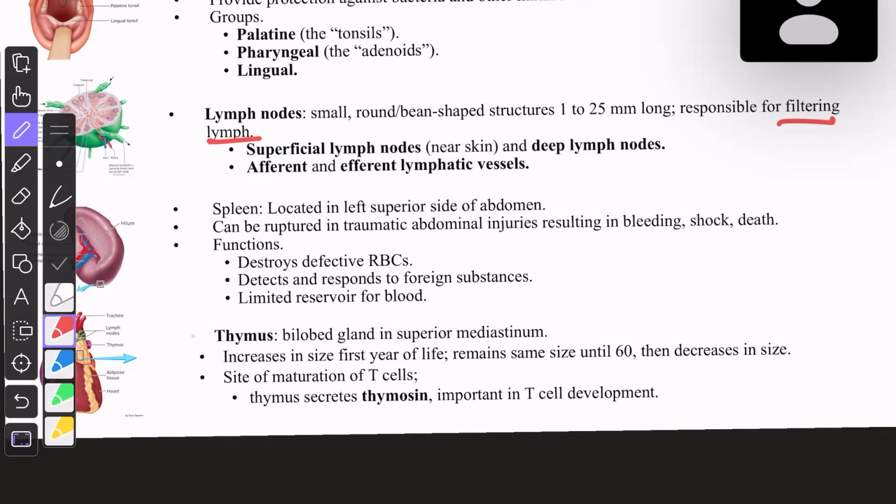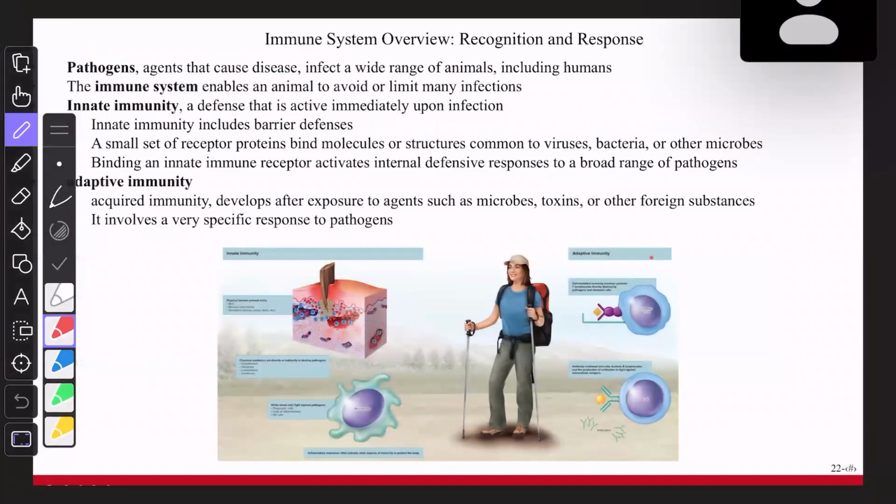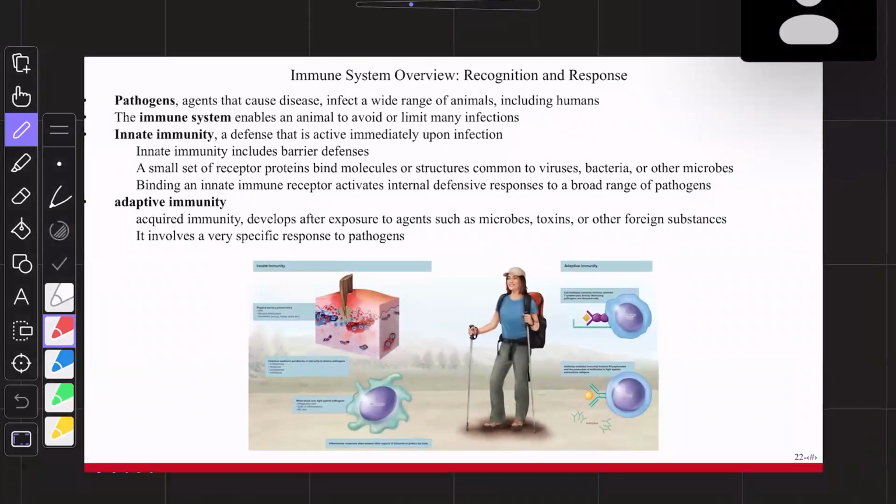This is the place where your T cells grow up. Okay. Anybody want to make that connection? Why do we call them T cells? Because they come from the thymus, right? Okay. The thymus secretes a hormone called thymosin. Thymosin is important in T cell development. Okay. We're going to talk a lot about T cells. Lots and lots. Okay. Question?